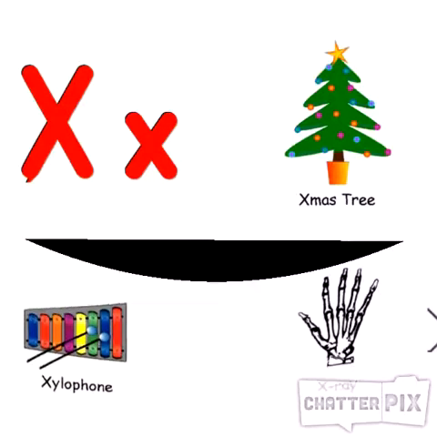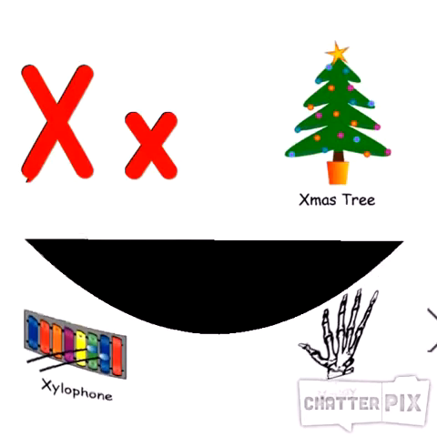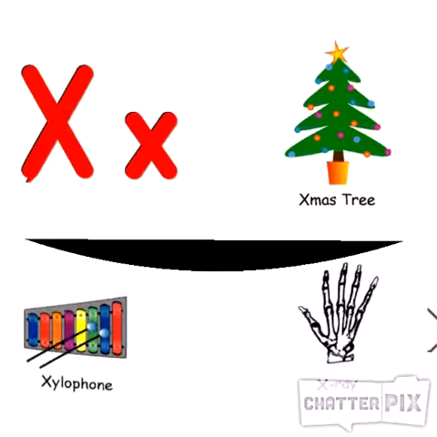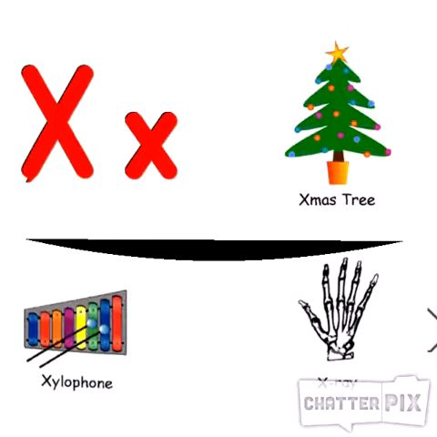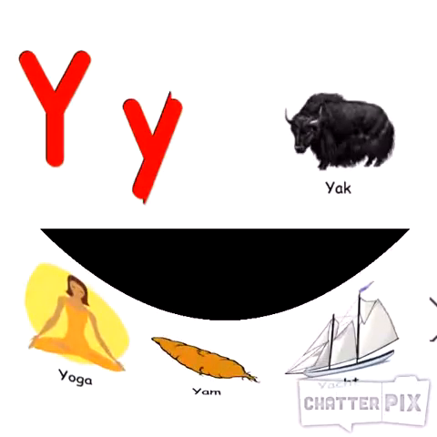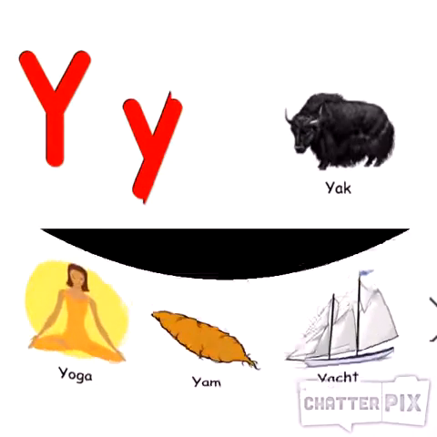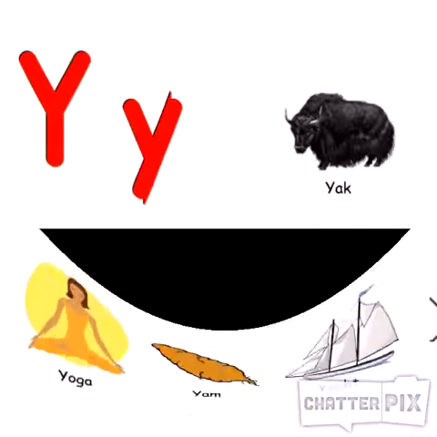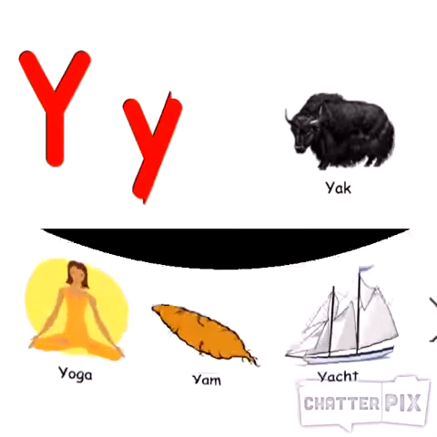Cuss. Xmas, cuss. Xylophone, cuss. X-ray, cuss. Now children, after letter X, the next letter which comes up is letter Y. And sound of Y is Y.